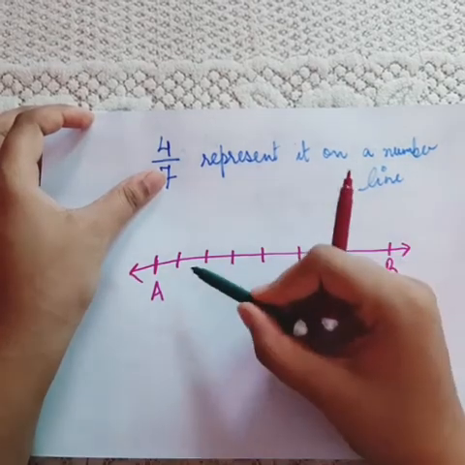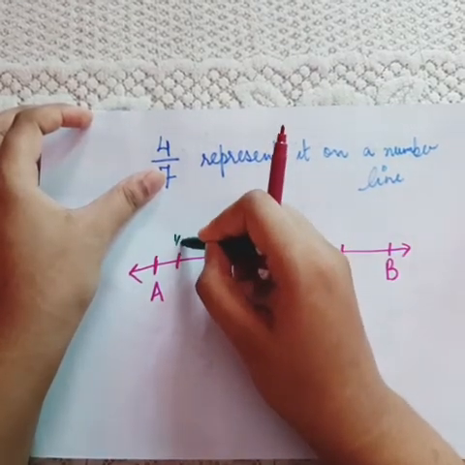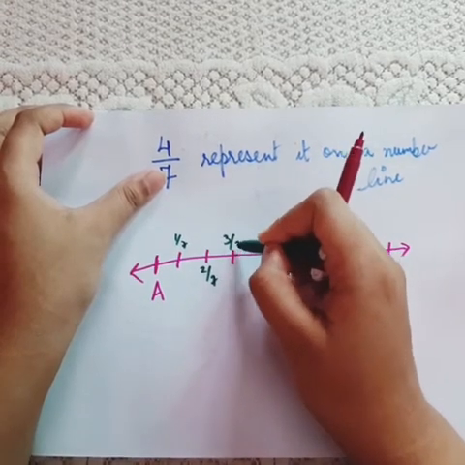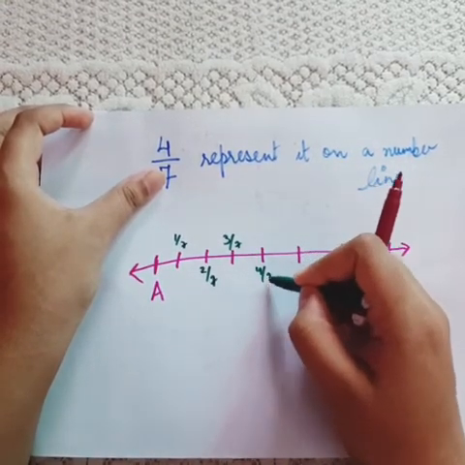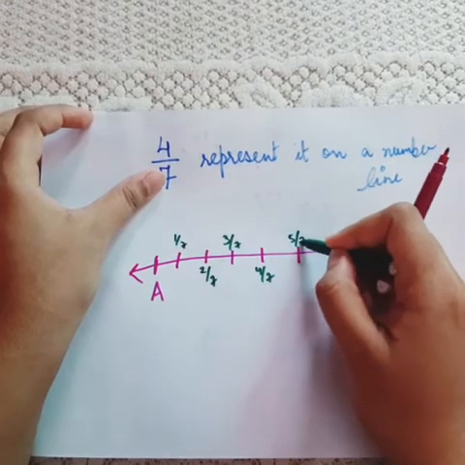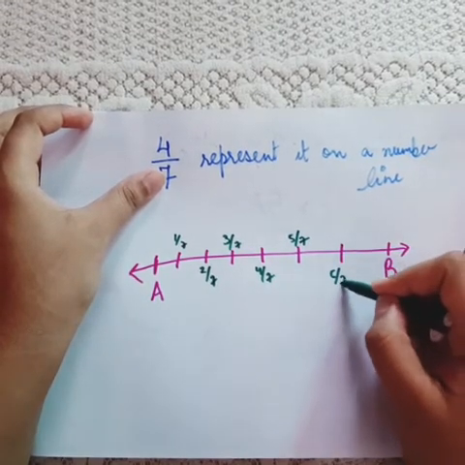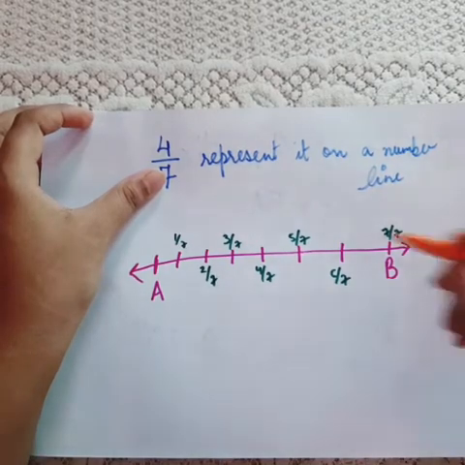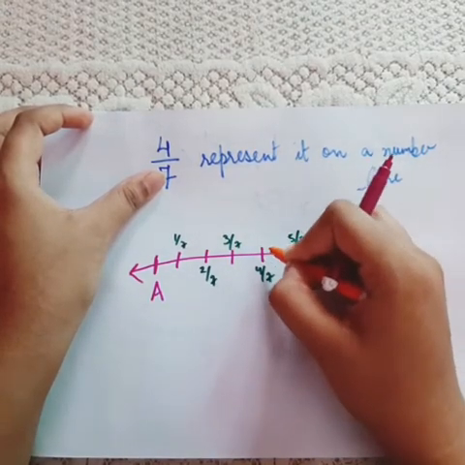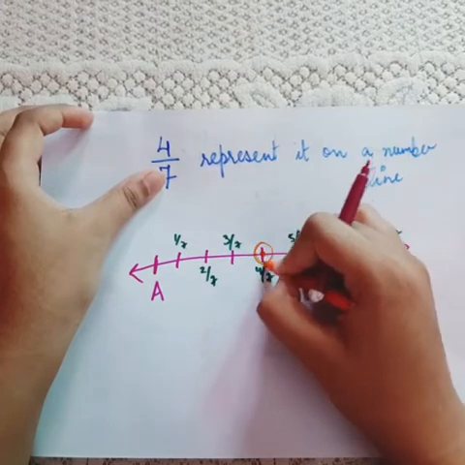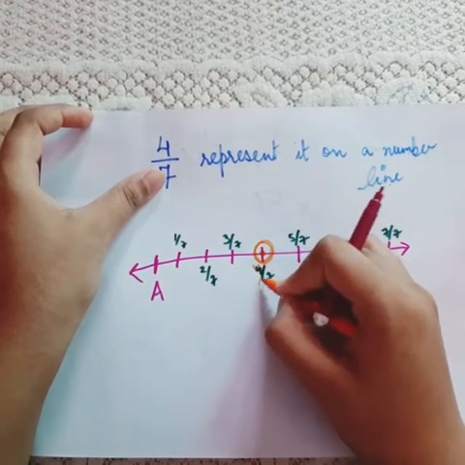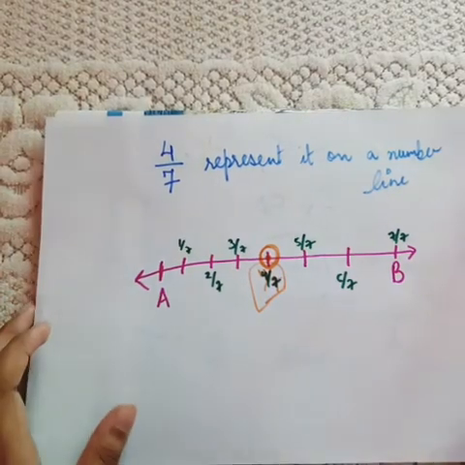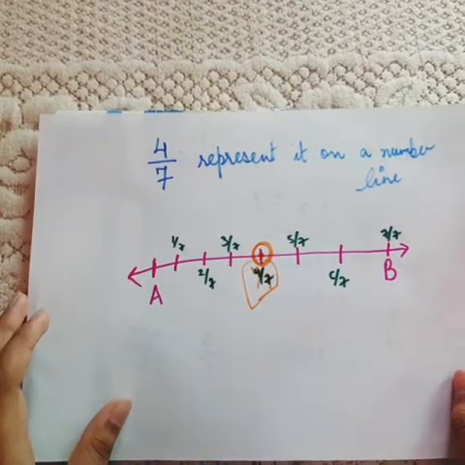Now count from here. This is 1 by 7. This is 2 by 7. This is 3 by 7. This is 4 by 7. This is 5 by 7. This is 6 by 7. This is 7 by 7. Okay. So what you have to mark? You have to just mark 4 by 7. Just put a point and put a circle over here and write 4 by 7. So in this way, you mark a particular fraction on a number line.